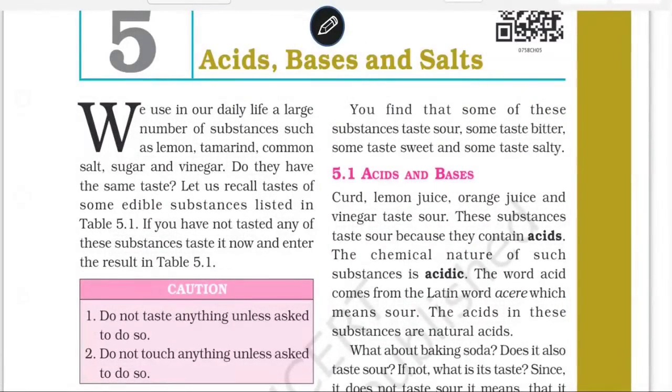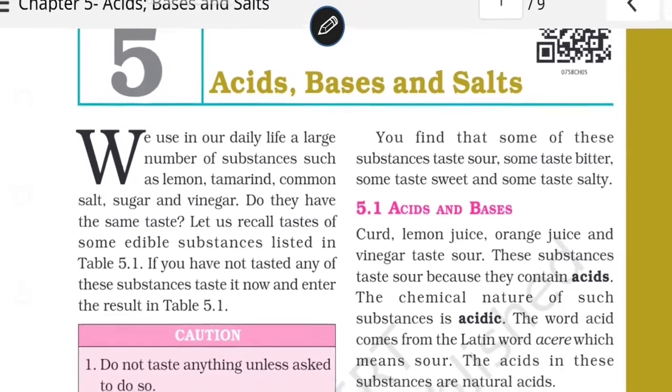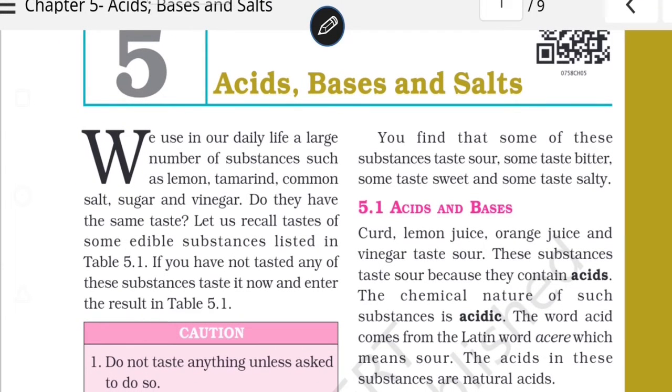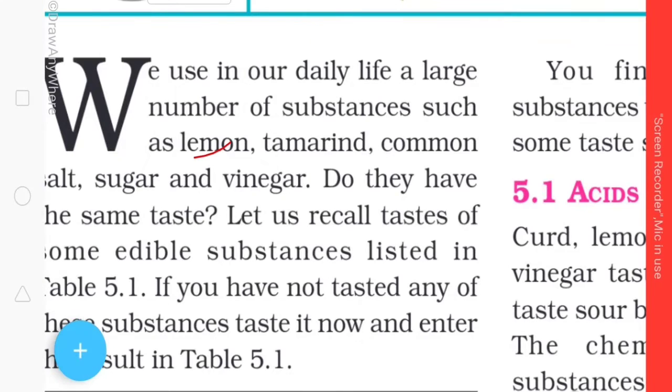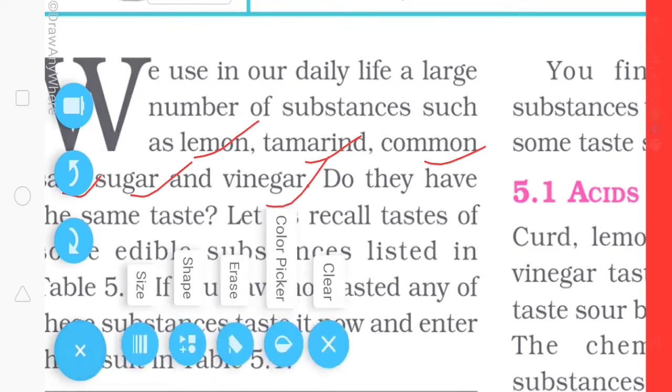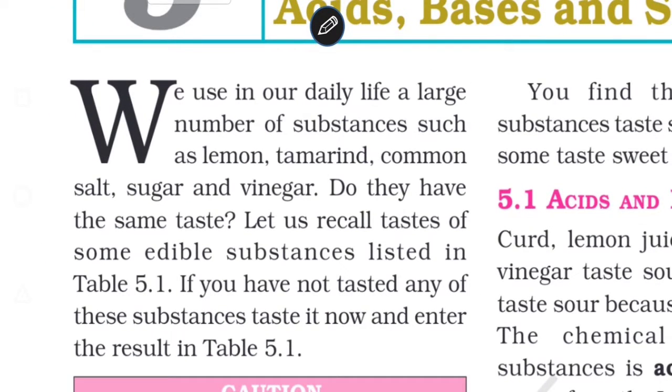Chapter 5, Acids, Bases and Salts. So in this lesson we will discuss what acids are, what bases are and what salts are. First of all, let's see the substances we use in our daily life. We use a large number of substances. Among those are lemon, tamarind, common salt, sugar and vinegar. All these are substances which we use in our day-to-day life.